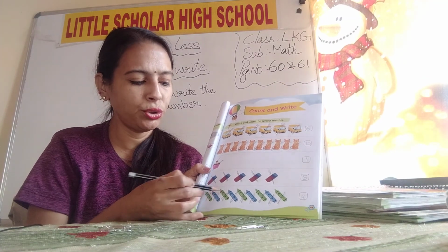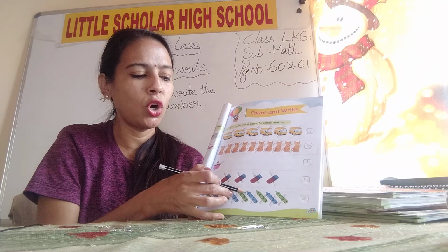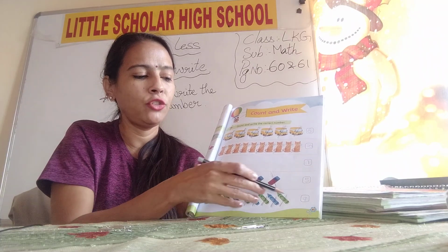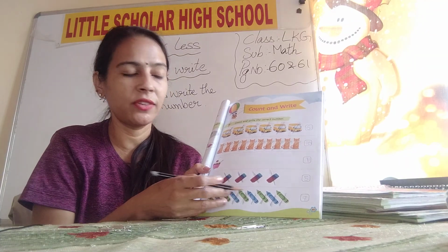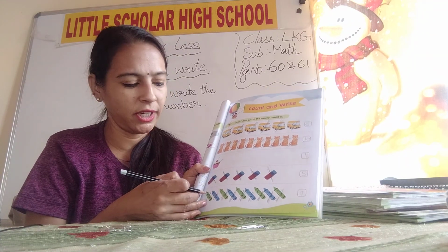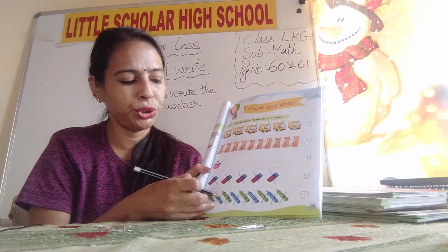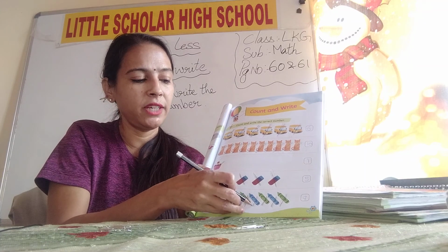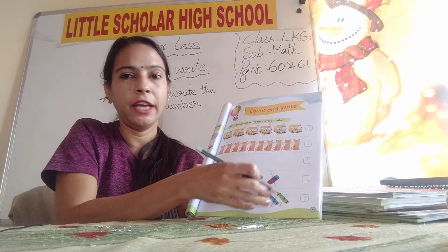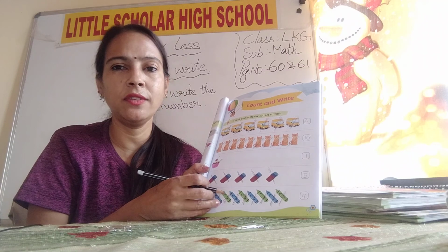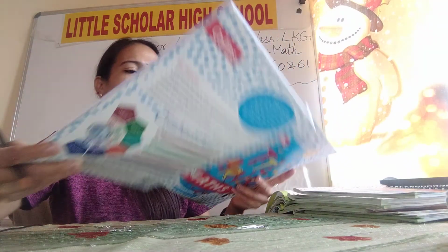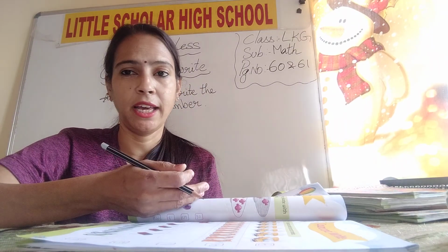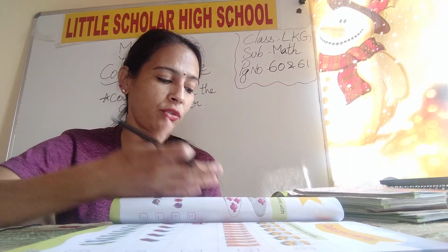1, 2, 3, 4, 5, 6, 7, 8, 9. 9 crayons. Again, 1, 2, 3, 4, 5, 6, 7, 8, 9. So I hope you all understood this topic of more and less.